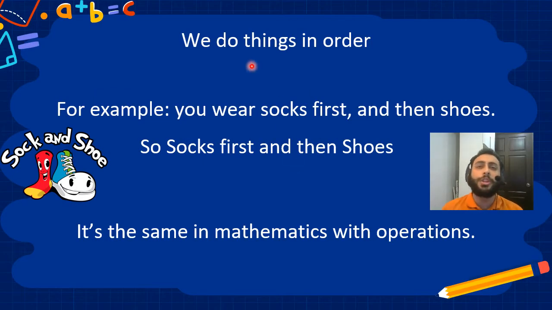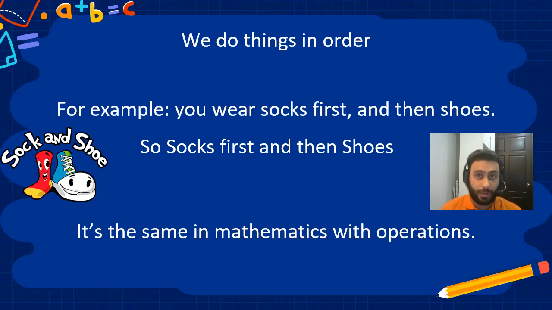Now, we do things in order. For example, you wear socks first and then you wear shoes. So, socks first and then shoes. You never wear your shoes and then put socks on them. No, you always put on socks and then you put on your shoes. It's the same in mathematics with operations.